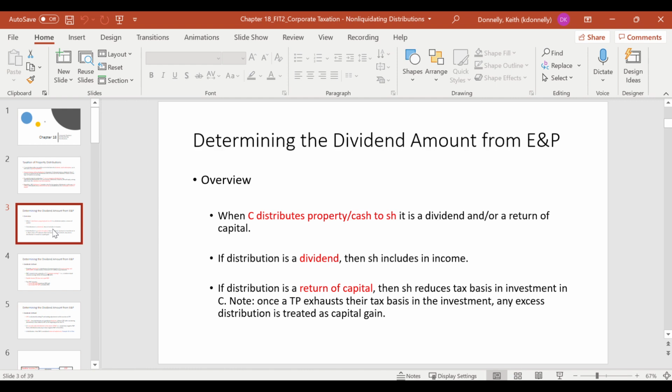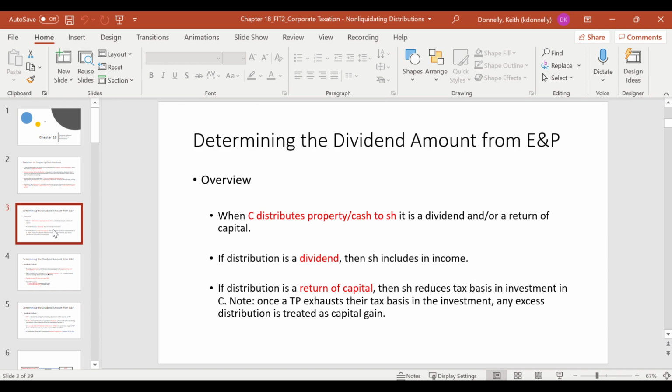As an overview, when a corporation distributes property or cash to its shareholder, this is going to be a dividend and or a return of capital. If it's a dividend, the shareholder has to include it in income. If it's a return of capital, then the shareholder is going to reduce their tax basis in the investment. Once you eat away at the entire basis, anything in excess of that is going to be treated as a taxable capital gain. So let's just say, for example, you own Apple stock.